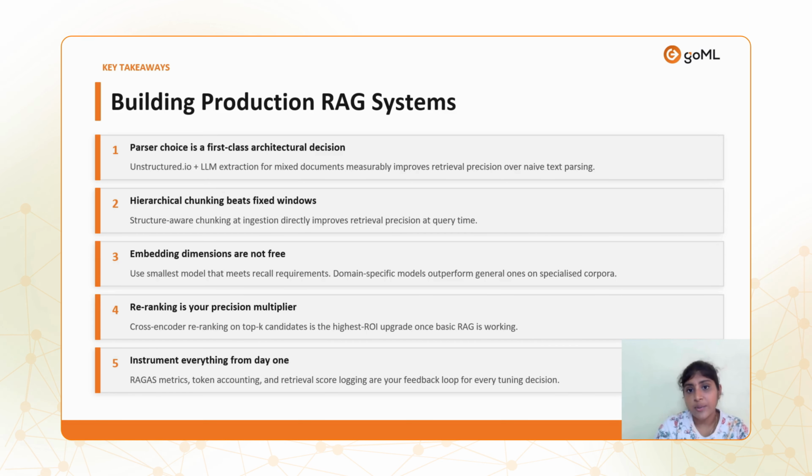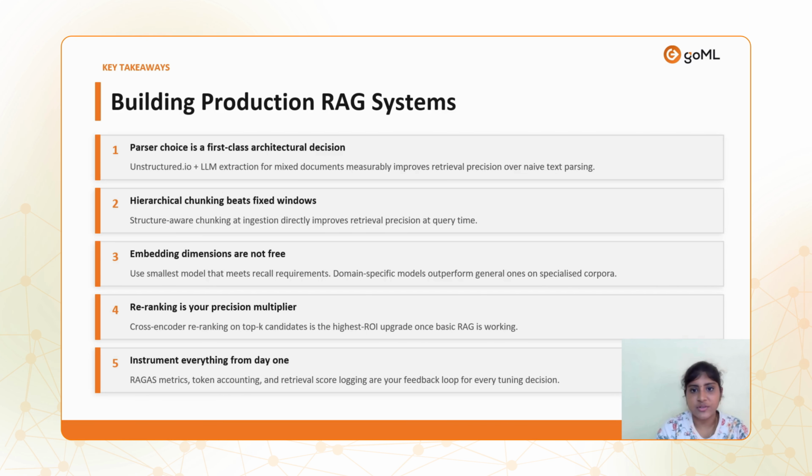The second one is structure aware chunking at ingestion directly improves retrieval precision at query time. Third one is use the smallest model that meets your recall requirements. Switch to domain specific embedding models for specialized corpora. Fourth is re-ranking. Re-ranking is your precision multiplier. It's not a mandatory step. It's an upgrade after basic RAG is working. Finally, instrument everything from day one. Ragas metrics, token accounting, and retrieval score logging are not optional. They are your feedback loop for every tuning decision you'll make.